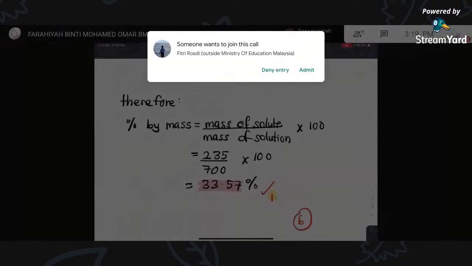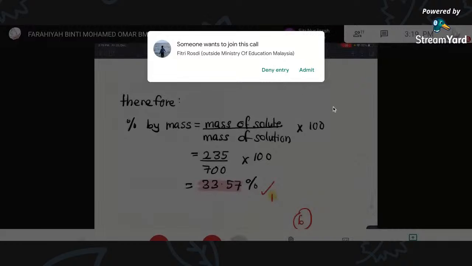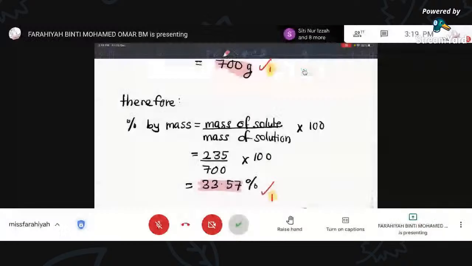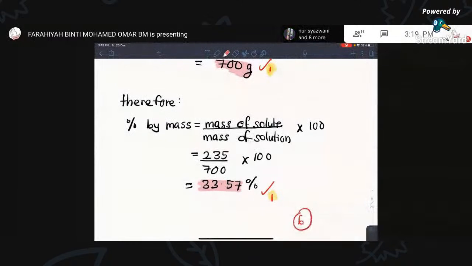Okay. So, soalan ni agak bagus kan? Sebab saya rasa soalan ni tak sama macam soalan past year question. Okay. So, it's good for you lah. Ada banyak sikit pengalaman baru.